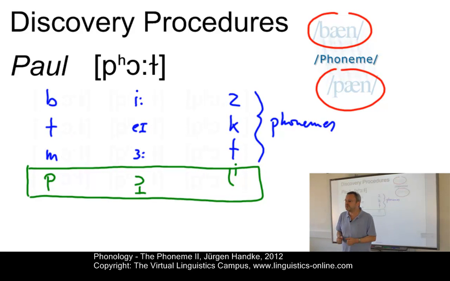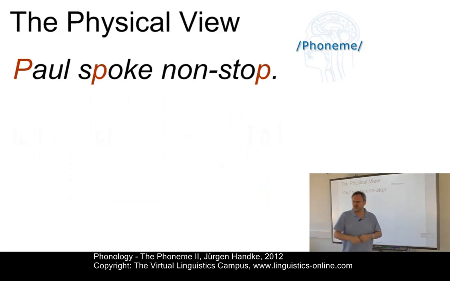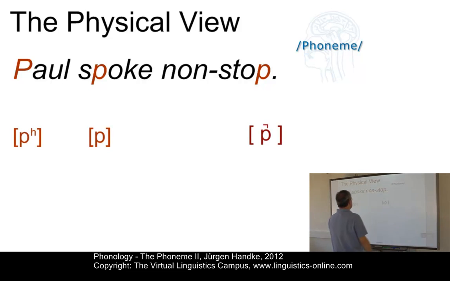Once we have found the phonemes within a language, we can define their actual variants, that is, their allophones. Let's take another example. Now, here it is. It looks a little bit strange, but what I want to do is focus on the bilabial plosives in this example. Well, let's first of all look at the actual realizations.